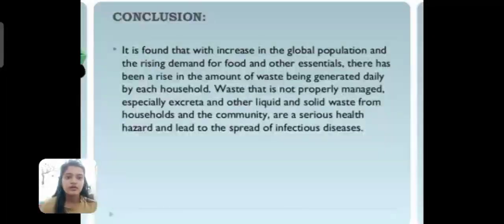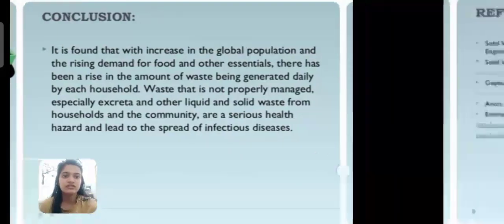Conclusion. It is found that with the increase in the global population and the rising demand for food and other essentials, there has been a rise in the amount of waste being generated daily by each household. Waste that is not properly managed, especially liquid waste and solid waste from households and the community, is a serious health hazard and leads to the spread of infectious diseases.